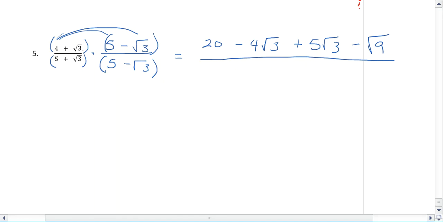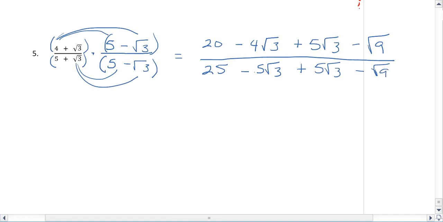The denominator, again FOILing, 5 times 5 is 25. The outer product is negative 5 square root 3. The inner product, see why I need to look at it? I'm that visual, is 5 square root 3. And the last times the last is minus square root 9.